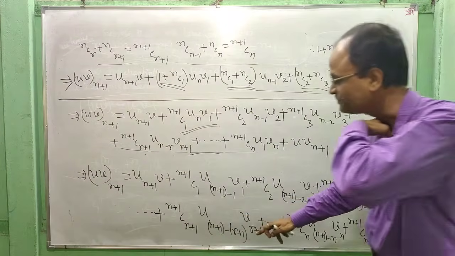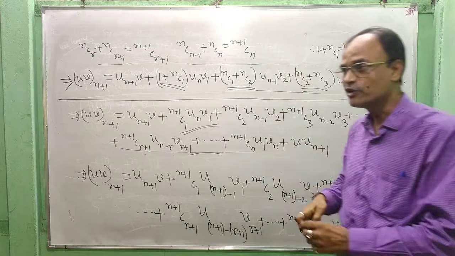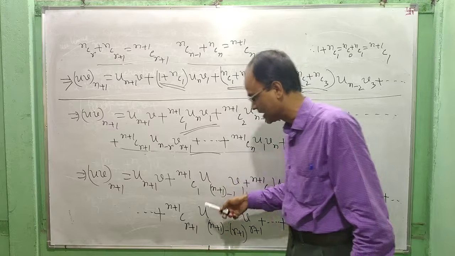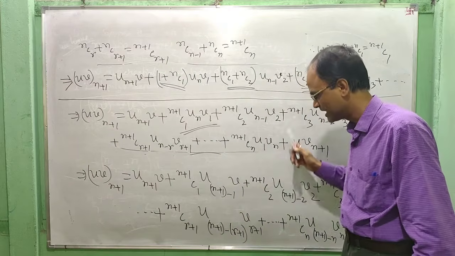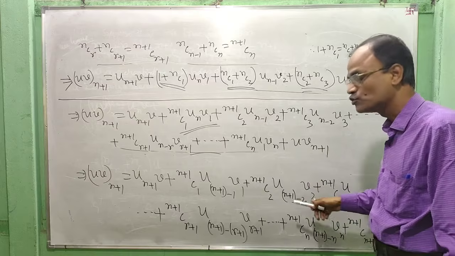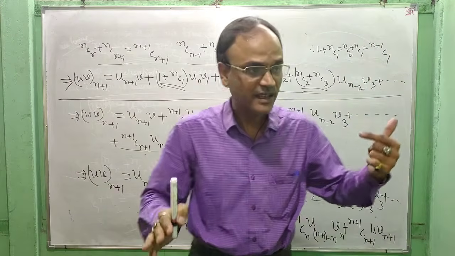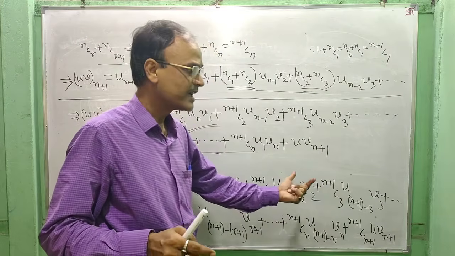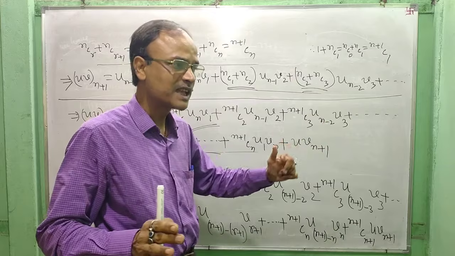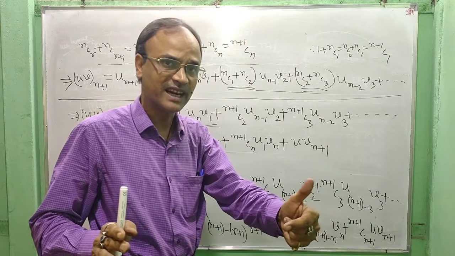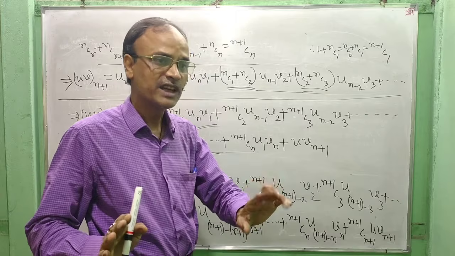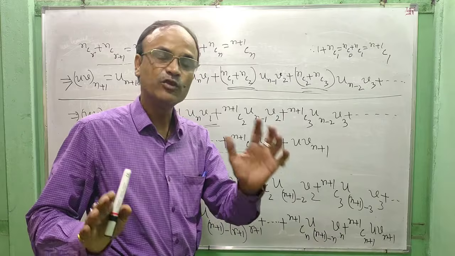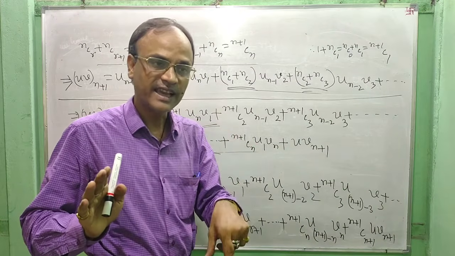Now observe this one. The Leibniz theorem: (uv)n is equal to u n v plus nC1 u n minus 1 v1 plus nC2 u n minus 2 v2 plus nC3 u n minus 3 v3 plus dot dot dot. The common term is nCr u n minus r vr, and finally we get nCn u v n.